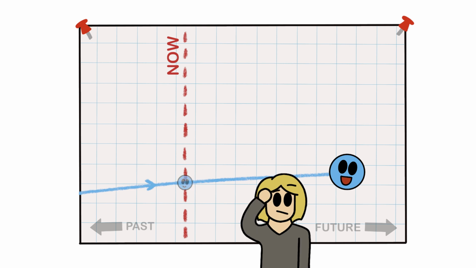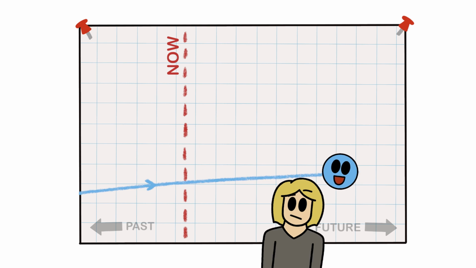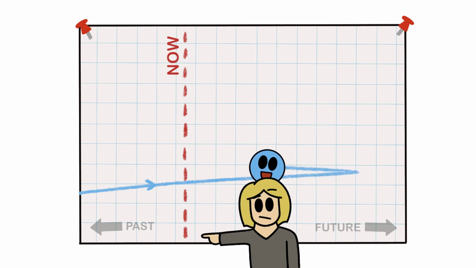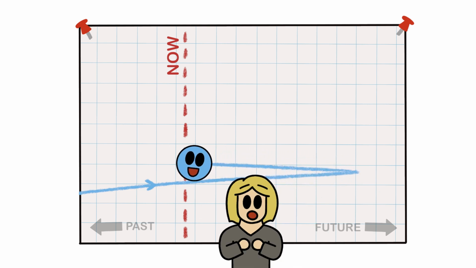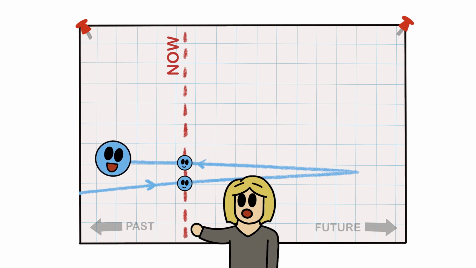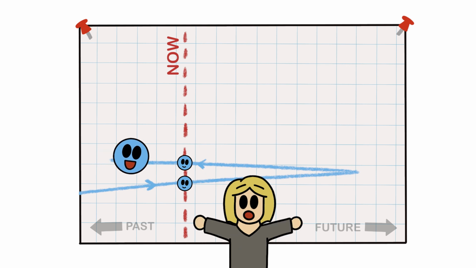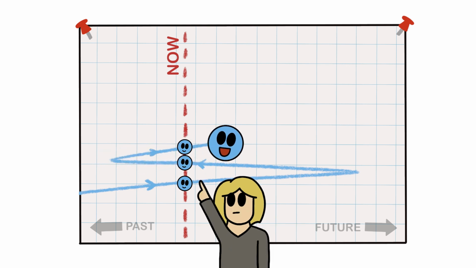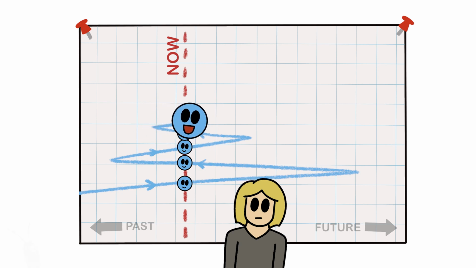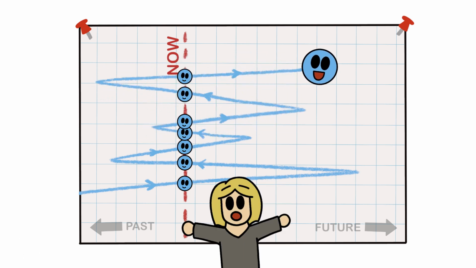But what if our electron could time travel? Absurd, I know, but bear with me. Time travel would mean that the electron could reverse course and move from right to left, possibly crossing the now line again. As soon as it does, there's not just one electron in the now, but two. But why only two? It can of course reverse course again, creating another electron in the world. And again. And again. And again. And so on and so on.